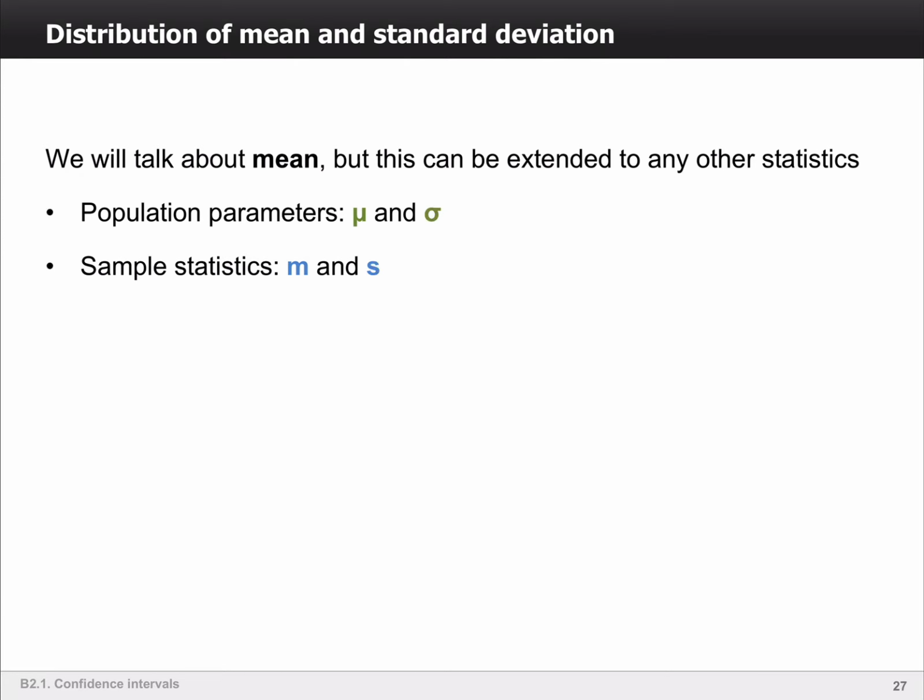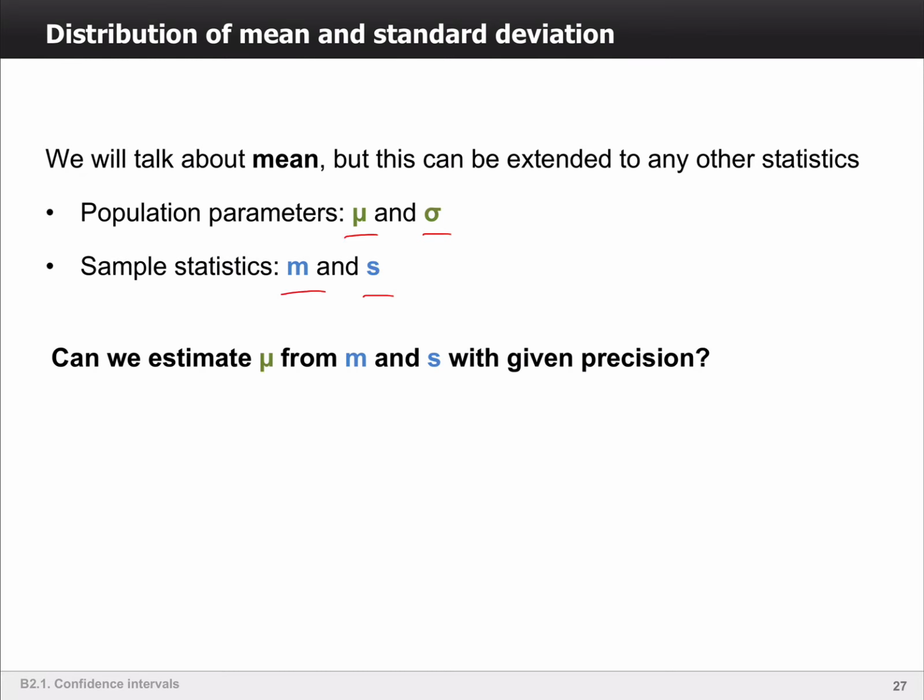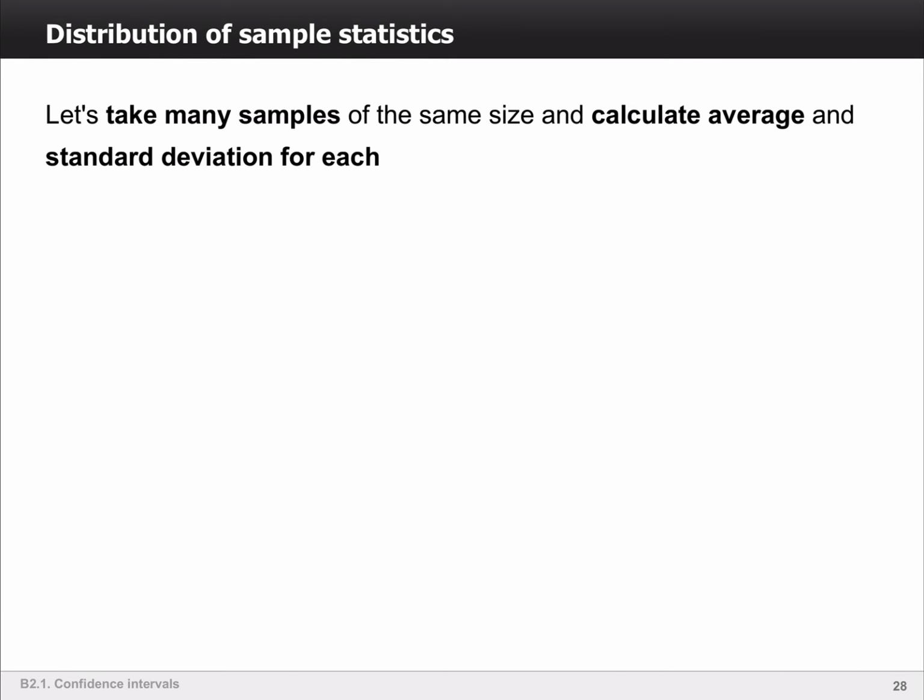We have population parameters, in this case mu and sigma, and we have sample statistics, M and S. And the point is that we don't know anything about the population. Probably we know that the values in the population are distributed normally, or maybe not normally. Can we use the sample statistics to estimate the population parameter using these confidence intervals once again? Okay. So the intuition is similar.